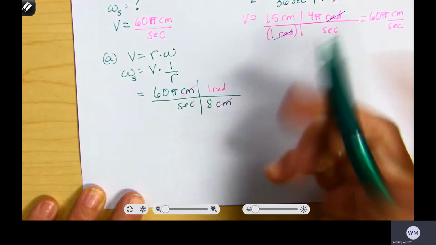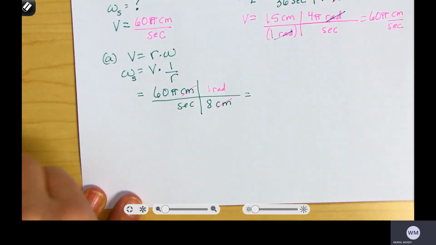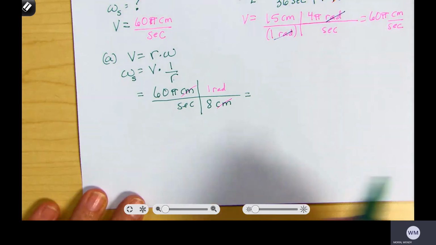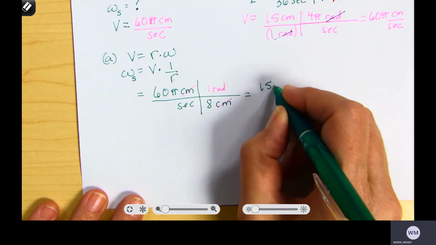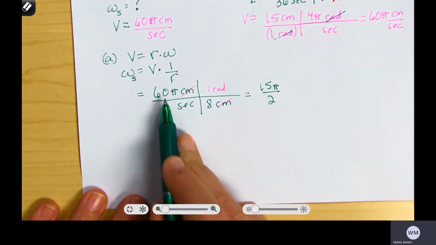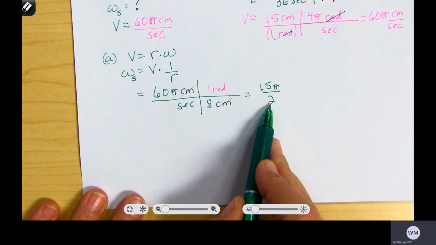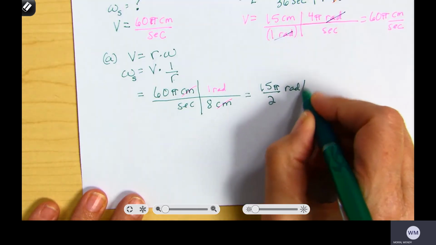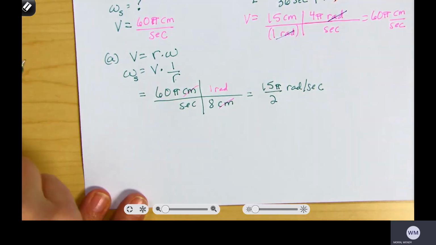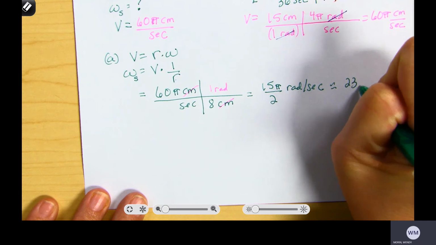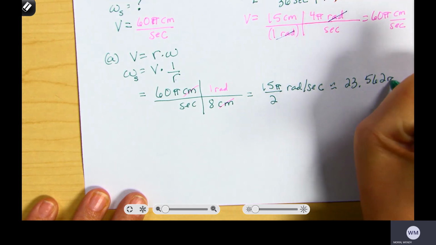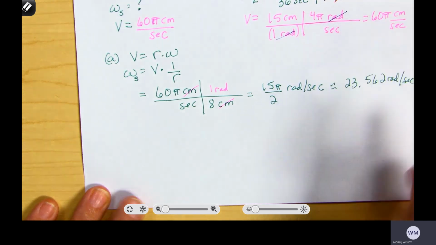Now it wants radians per second, and we have radians per second. So we're done. If we use our calculator or we reduce, that's going to be 15 pi over 2. 60 over 8 reduces to 15 over 2, and that would be radians per second. If we wanted to approximate that, that would be 23.562 radians per second.